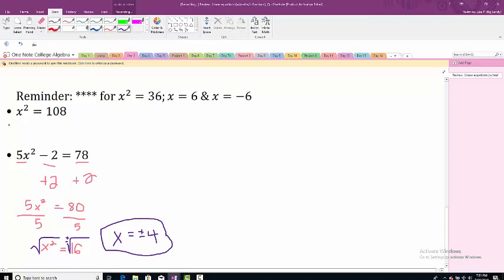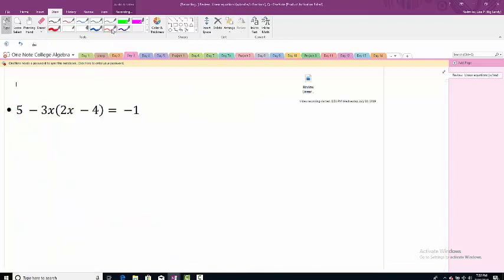Okay, so notice both of these had one x squared term. If there were two x squared terms, we could have combined them. But I want to look at a different type of problem. We're not going to finish this problem today. We're actually going to pick this up in a couple of days. But we would have to distribute first our 3x.